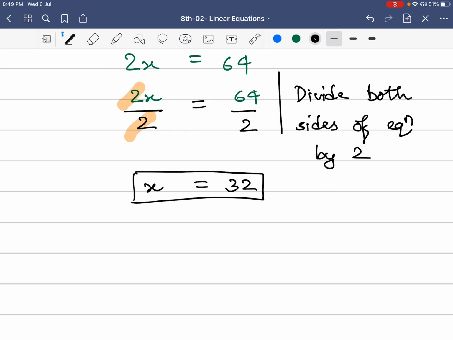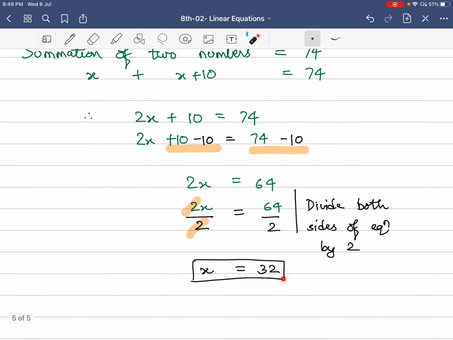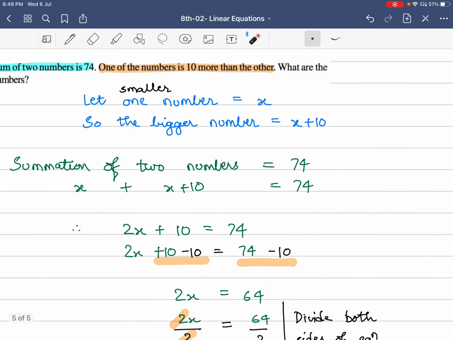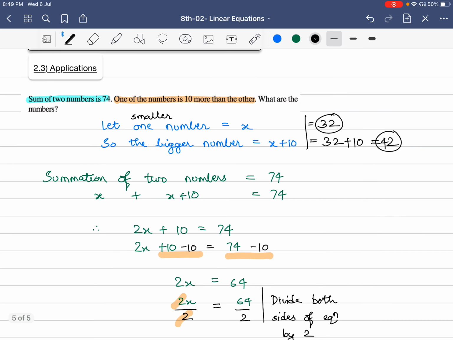However, what was x? Let's scroll up. Okay, x was the smaller number, and we have got the value of x as 32. So I'm going to substitute here. This is going to be 32, and the bigger number is going to be 32 plus 10, which is equal to 42. So 32 and 42 are the two numbers that the question is asking.